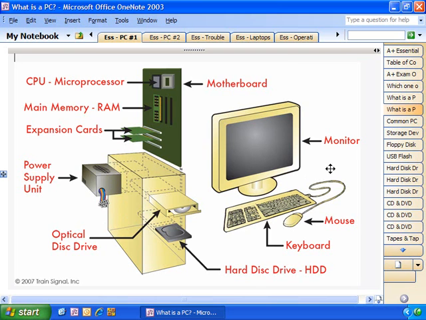Then you have some other pieces that are required to make a PC usable. Really, all this over here is the personal computer. But without a monitor, you're not going to be able to see what's going on with the personal computer. So although the monitor technically is not a component of the personal computer, it's a separate component called a monitor that hooks up to the personal computer.